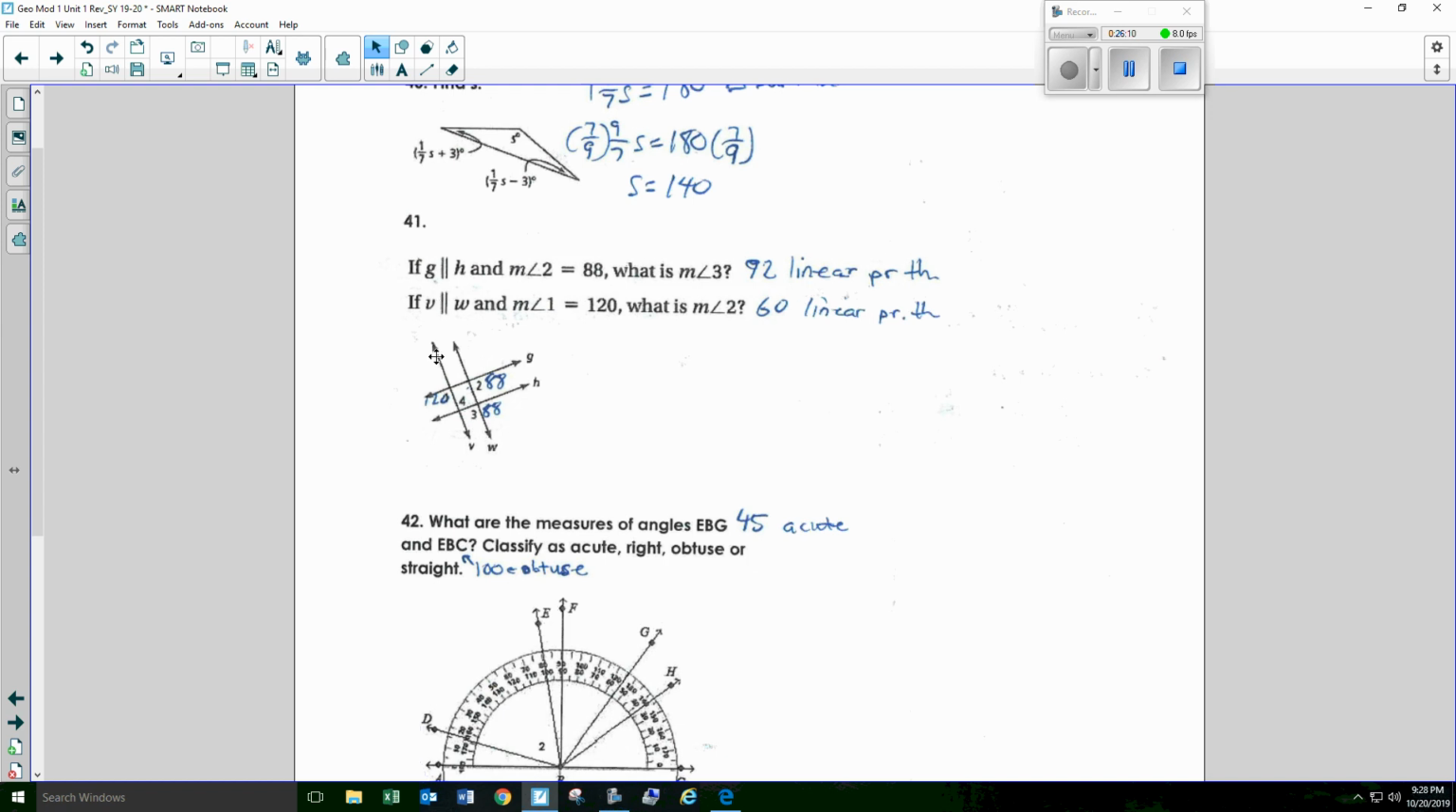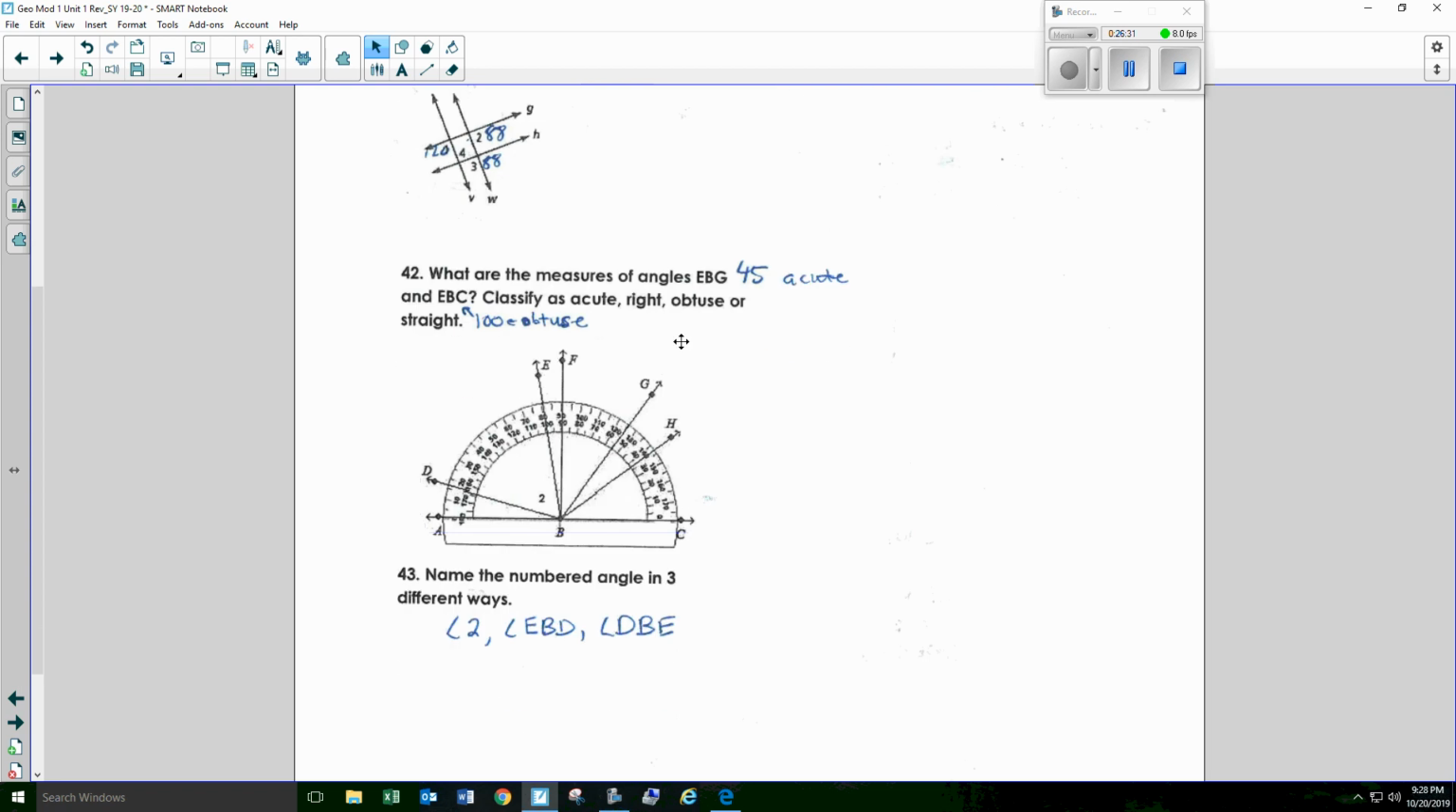If V and W are parallel and the measure angle 1 is 120 right here, what's the measure angle 2? Well, I can go here to here for alternate exterior angles, that'd be 120, and then linear pair to get 60. I could go 120 to 120 right here for corresponding, and then these are linear pair for 60 degrees.